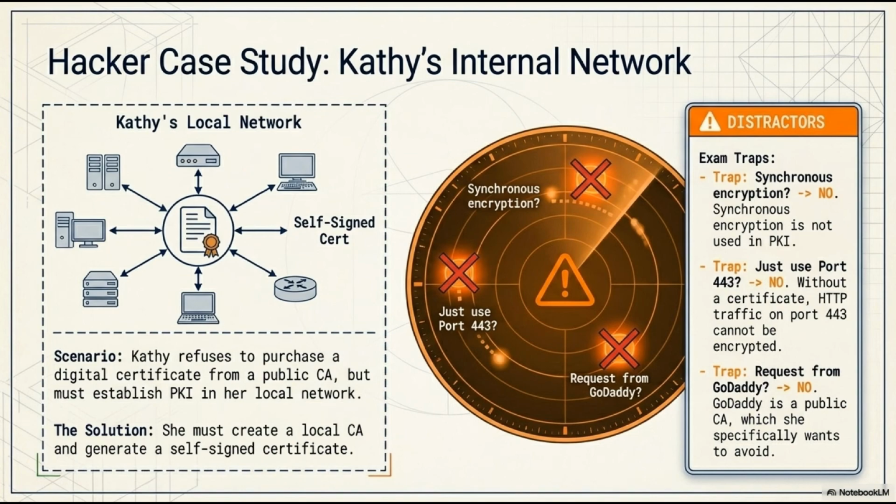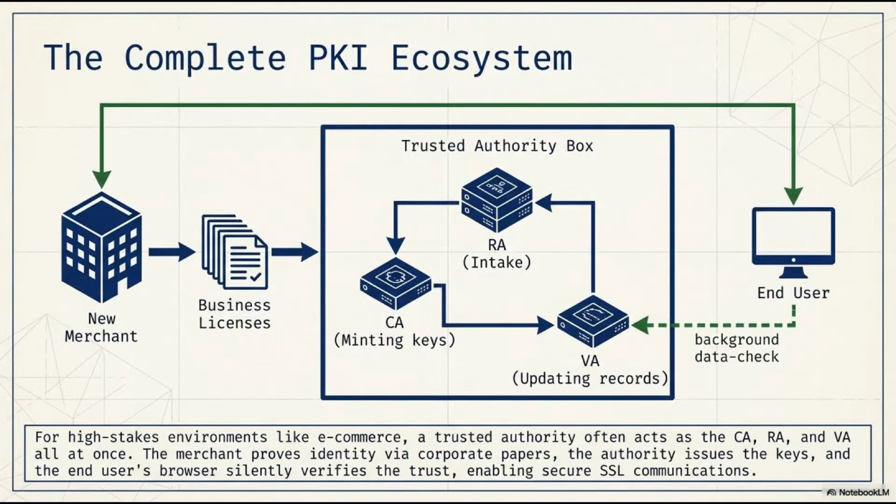Putting it all into perspective on slide 13, the complete PKI ecosystem. This synthesizes everything we've covered using an e-commerce merchant scenario. Yeah, imagine a new merchant wants to start selling products online securely. They can't just spin up a self-signed certificate if they want anyone to trust them with a credit card. Obviously not. They have to undergo that arduous process of proving their identity with real-world business licenses and corporate papers to a recognized authority. And the visual here shows this large, trusted authority box.